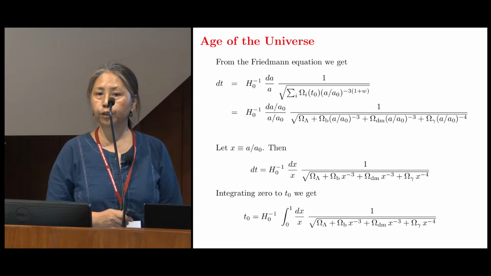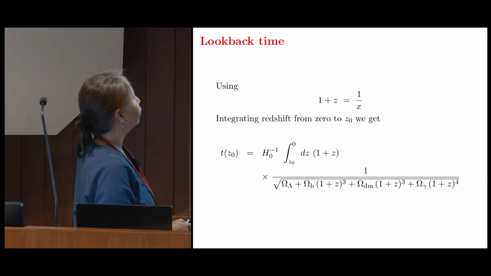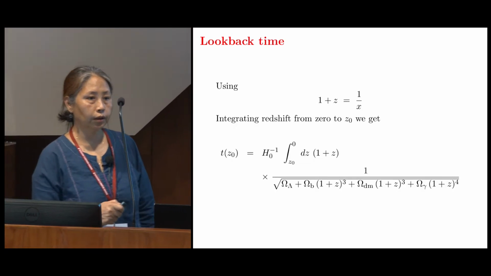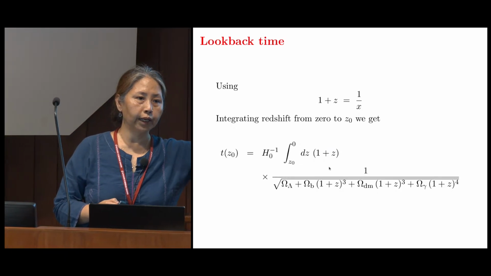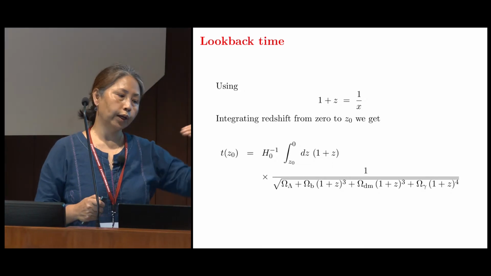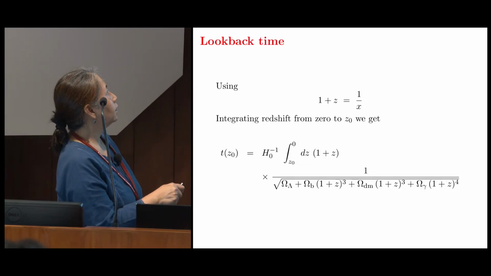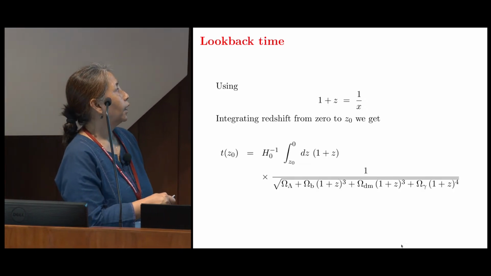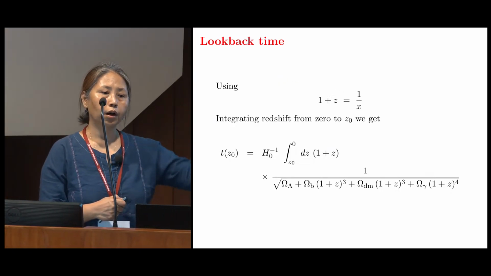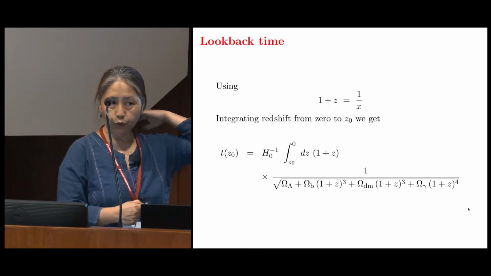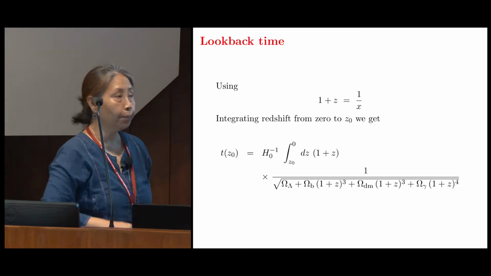Okay, so far so good, right? Then another variable that people use a lot is, you do not want to go all the way up to a equal to 0, but you want to know up to some point how much time has elapsed, and that is usually called the look back time. You can say, at redshift this, what was the age of the universe at that time, or measure from us how much time ago it was in the past.